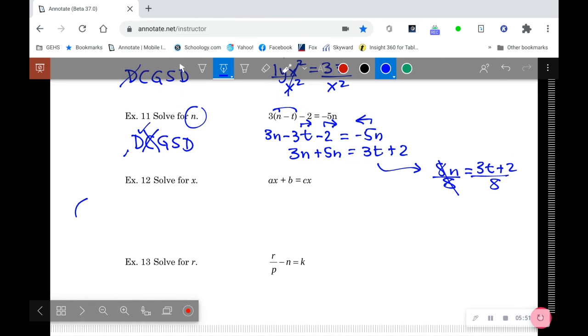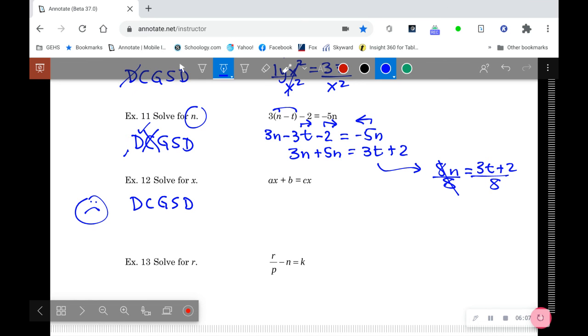Okay, number 12 is a pretty tough problem. And when you run across this in your homework, hopefully you'll remember that I have one like it in the notes. All right, let's put the steps down. Distribute, clear, gather, simplify, divide.